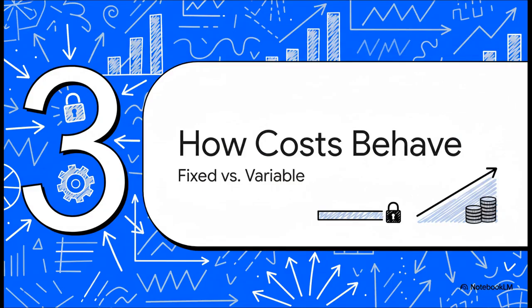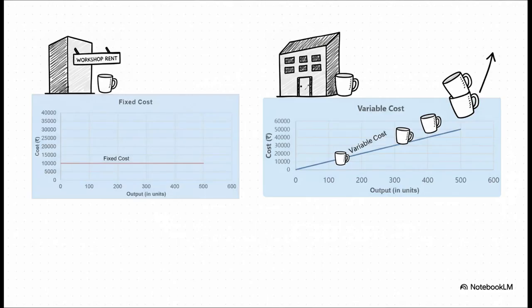Okay, time to pull out the next set of tools from our kit. Now that we know what costs are made of, let's talk about how they behave. How do they change when your business is booming or when things slow down a bit? Now, what I love about this slide is how clearly it shows the two main behaviors. Over on the left, you've got fixed costs. Think about your workshop rent.